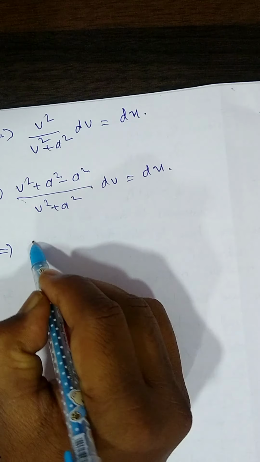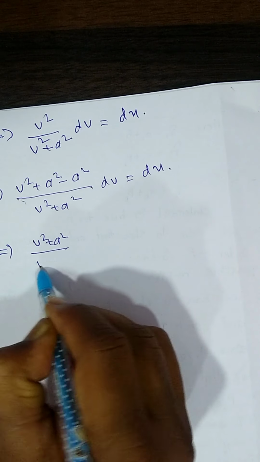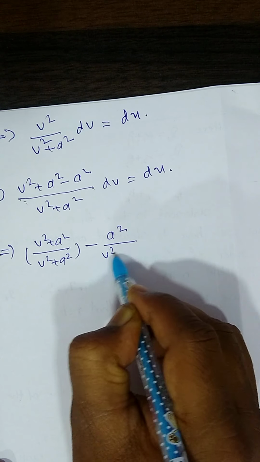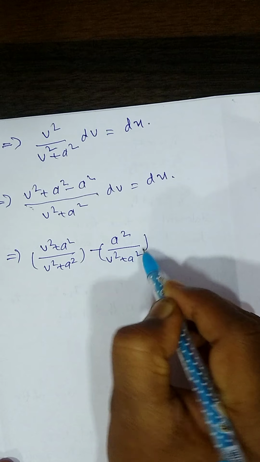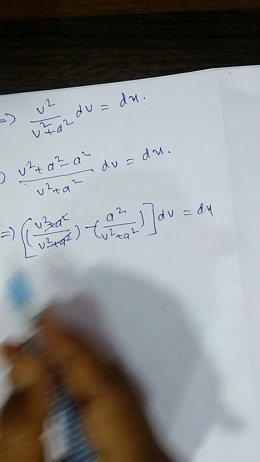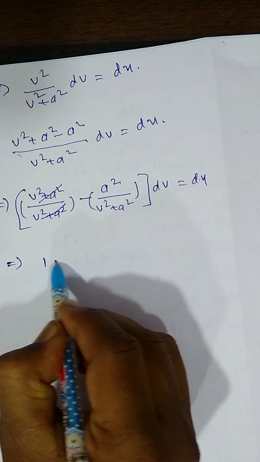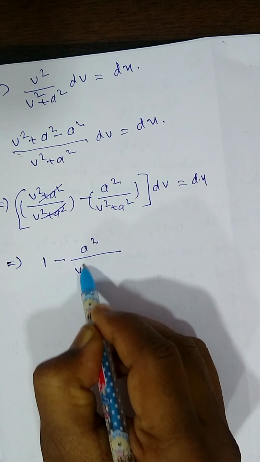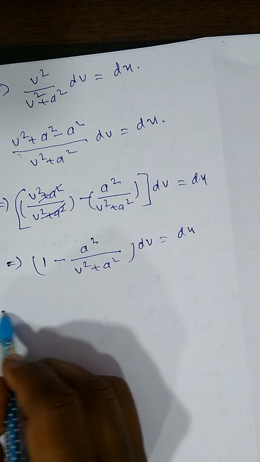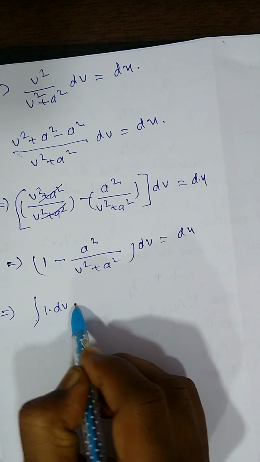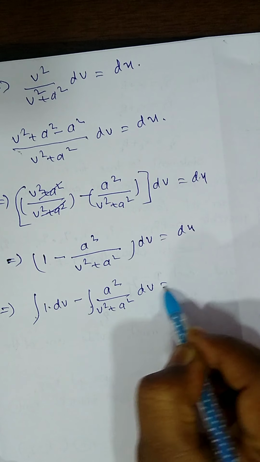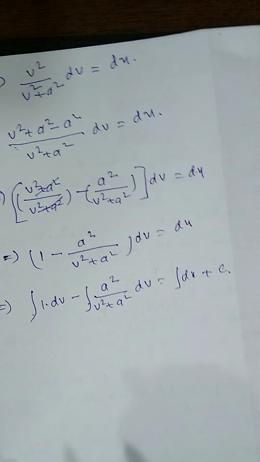Now v square plus a square by v square plus a square minus a square by v square plus a square into dv equal to dx. Now v square plus a square is cancelled. Now we can write 1 minus a square by v square plus a square into dv equal to dx. Now integrating on both sides, integration of 1 into dv minus integration of a square by v square plus a square into dv equal to integration of dx plus c.